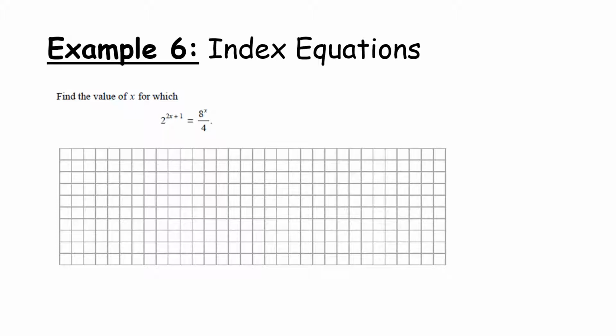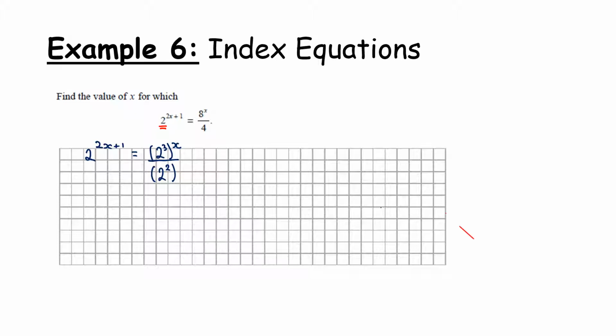So our final equation here, find the value of x for which 2 to the power of 2x plus 1 is equal to 8 to the power of x over 4. So there's a bit more going on in this equation because we have three different base or big numbers here. And again, we want to focus on what are we going to get them to, and the answer is 2. We want to rewrite everything as a 2. So I get 2 to the power of 2x plus 1 is equal to. Now, 8 can be written as 2 to the power of 3, and it's still to the power of x. And 4 can be written as 2 to the power of 2.